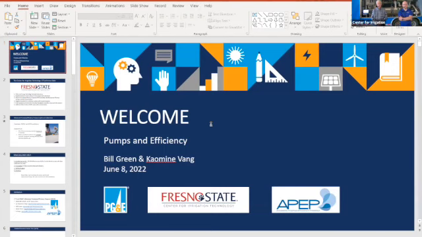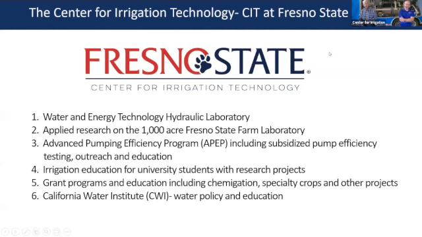So a little bit about the Center for Irrigation Technology. The Center for Irrigation Technology has been in operation for over 40 years. We have a sister company, the Water Energy Technology Center, that is located right here in our hydraulics laboratory, which is primarily utilized for developing startup businesses focusing on water and energy. Our hydraulics laboratory, however, has only been in operation since 2007.